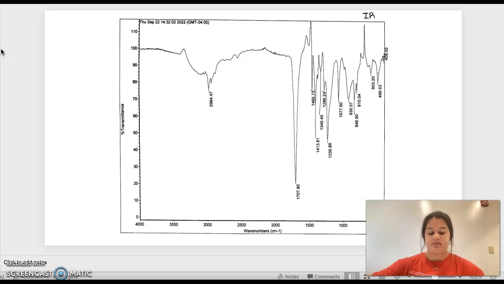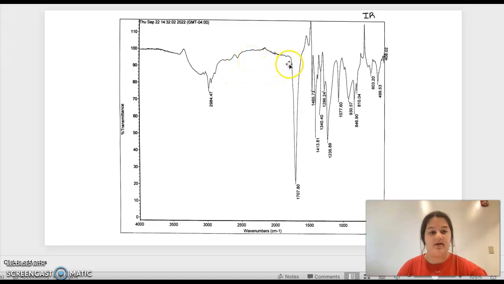So, as we see, the first peak is at 2984. At first, I thought that since it was just below 3000, it was indicating just a regular sp3 CH bond. But then at second glance, I realized that it is actually a strong and broad peak. So I think that it is actually indicating an OH carboxylic acid bond.